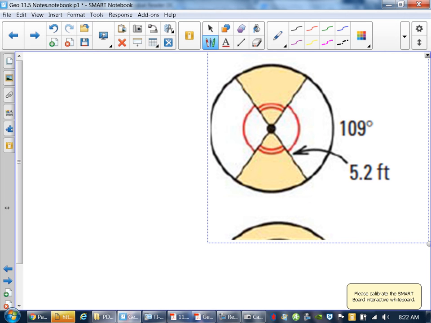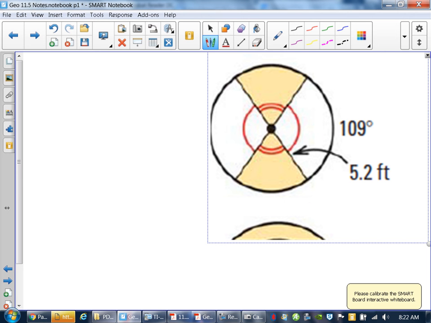Right, because also you just go through vertical angles. Whenever you see 2 lines intersect, if you've got 2 sets of congruent angles, they have to be vertical, which means they have to add up to equal 180. If you're only finding the area of the shaded region, well, what's 180 subtract 109?